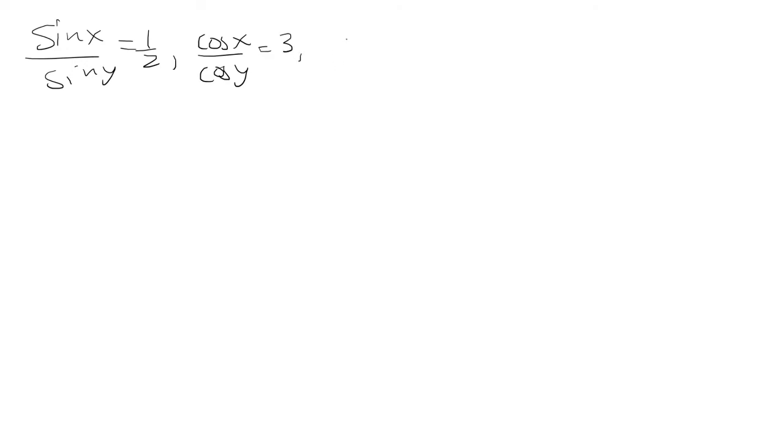If sine of x over sine of y is equal to 1/2 and cosine of x over cosine of y is equal to 3, we want to prove that cosine of x plus y is equal to (7 cosine squared x minus 6) all over 3.